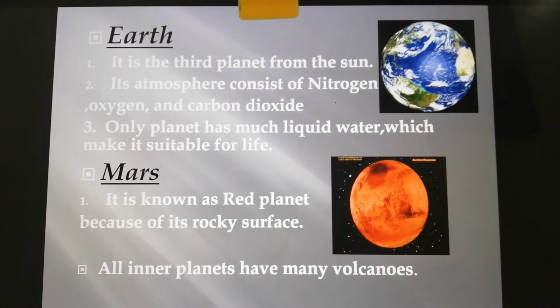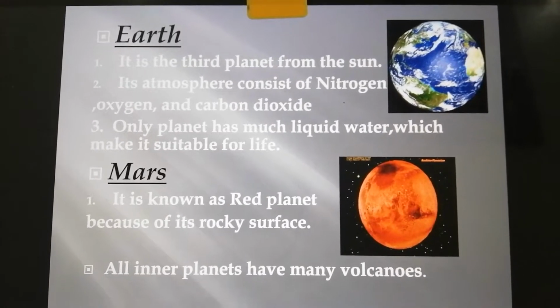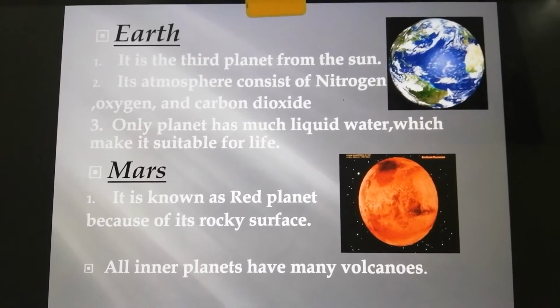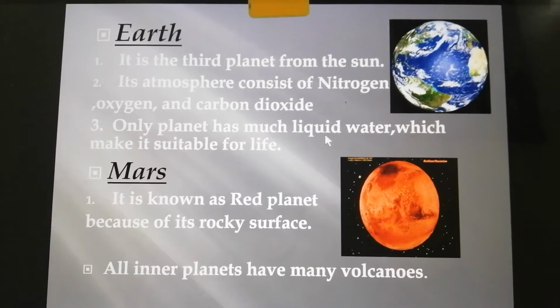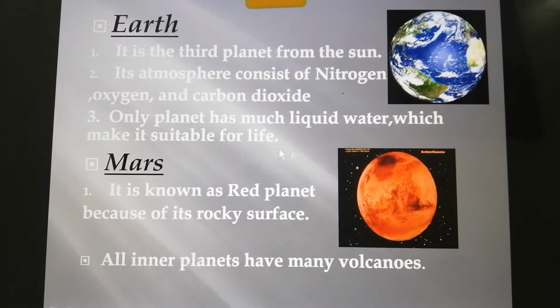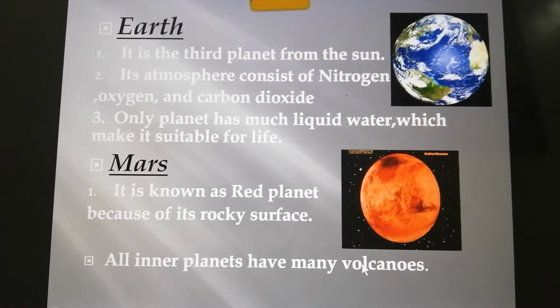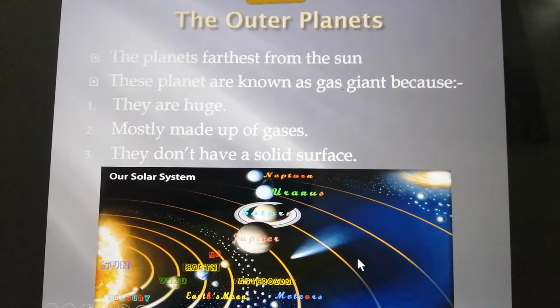Then we have the Earth. It is the third planet from the Sun. Its atmosphere consists of nitrogen, oxygen, and carbon dioxide. It is the only planet that has much liquid water, which makes it suitable for life. What about Mars? It is the red planet. It's also rocky and it has many volcanoes.